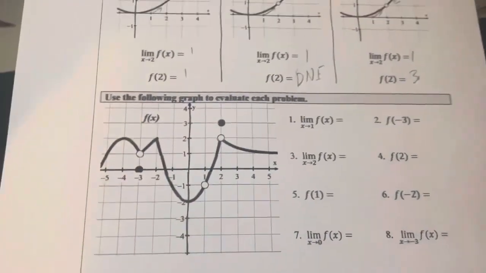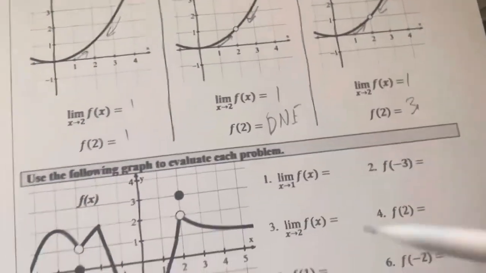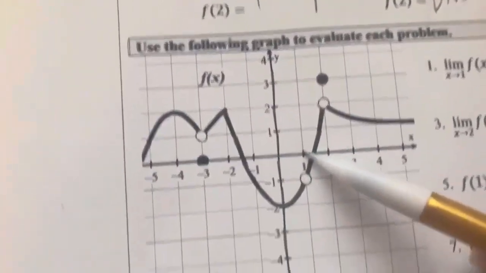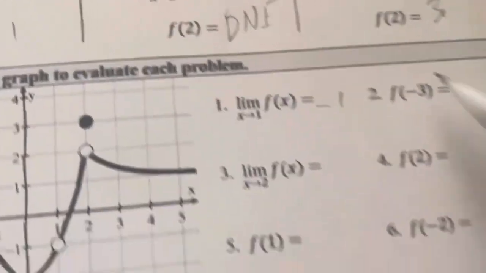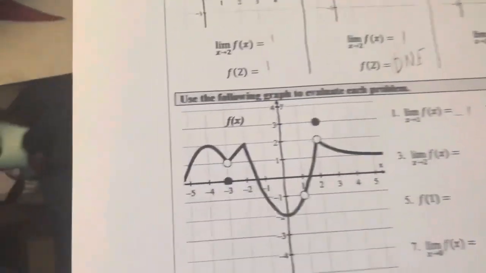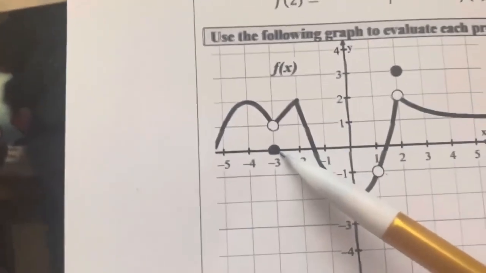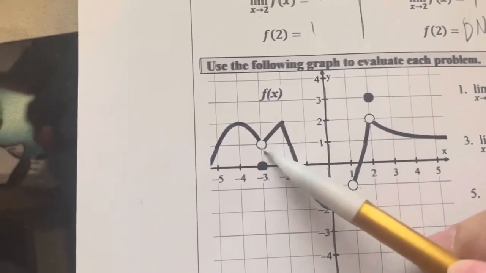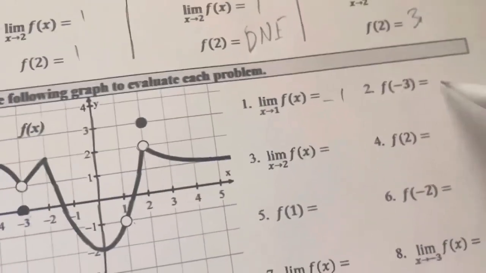Use the following graph to evaluate each problem. So the limit as x approaches 1 is -1. F of -3, so this is asking what does f of -3 equal. It's a closed dot right here, it's an open dot right here. So f of -3 is 0.